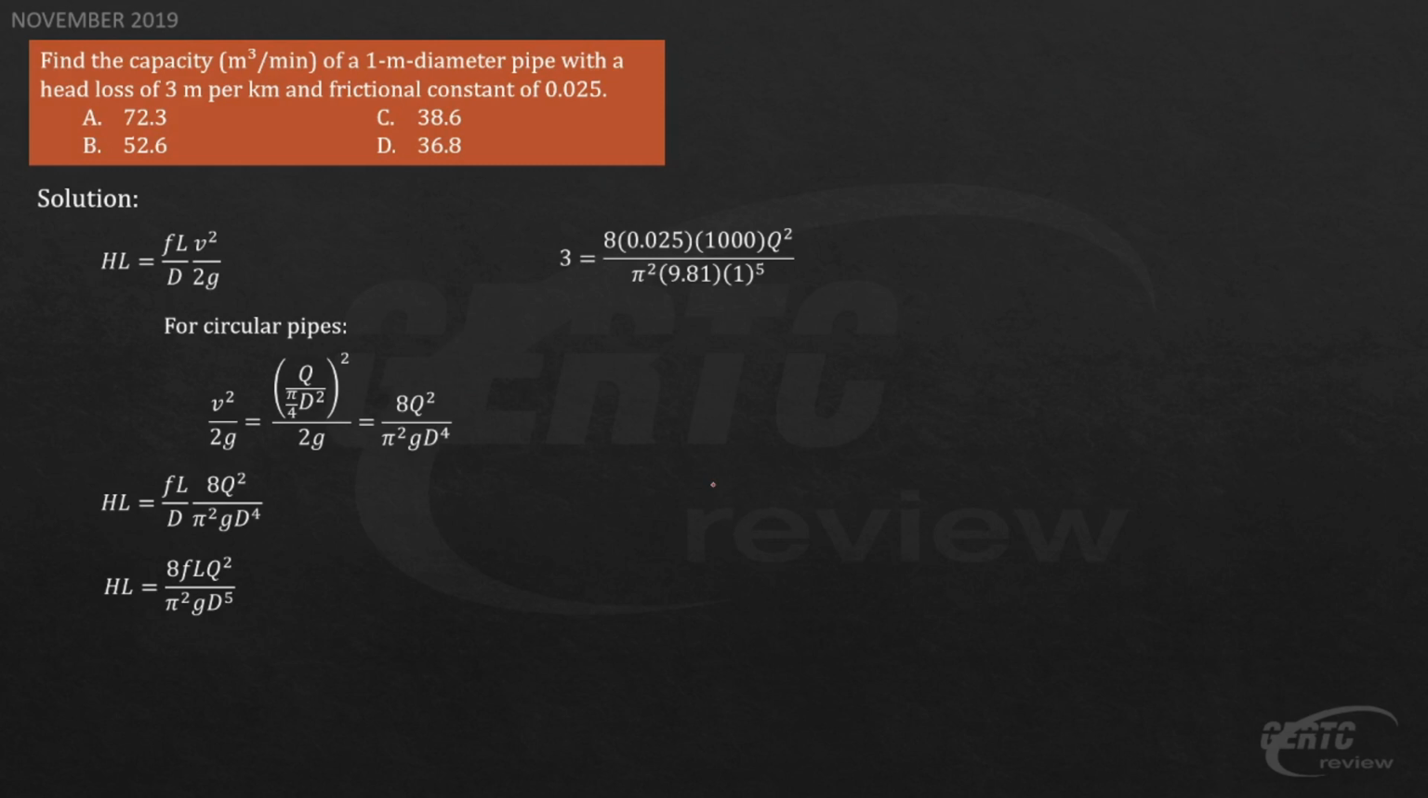Alright, solving for Q, that will give us 1.205 cubic meters per second. But the required unit is cubic meters per minute. So, let's convert seconds to minutes. We know 60 seconds is 1 minute. So, this will give us 72.3 cubic meters per minute.